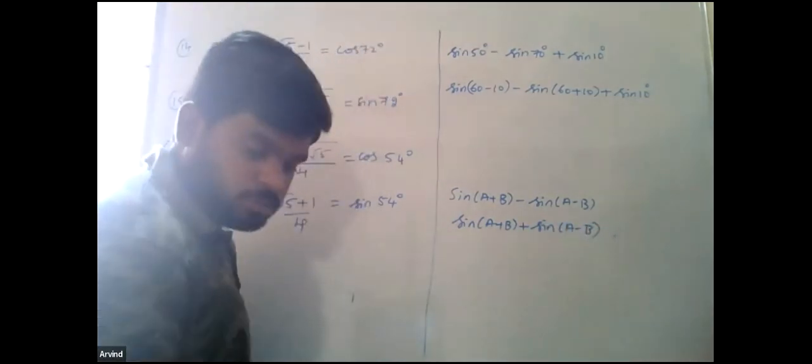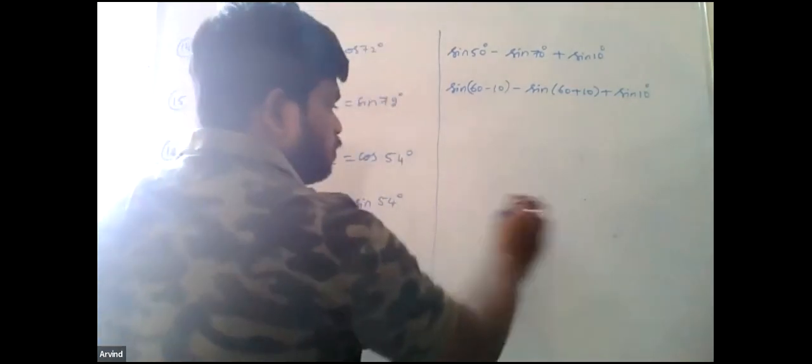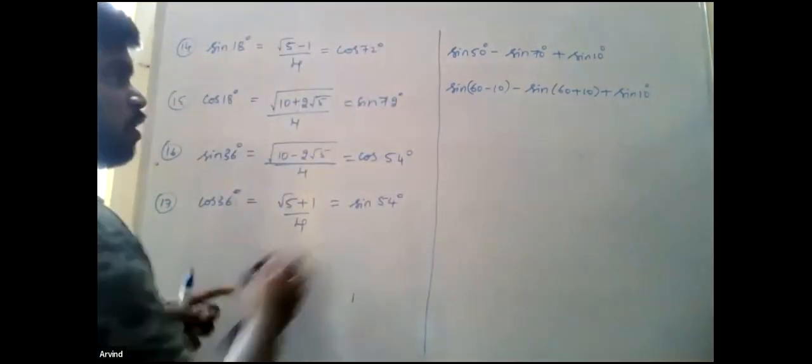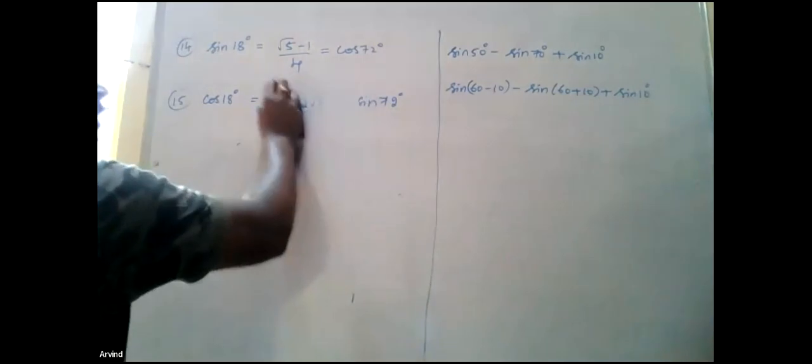There are 4 formulas like this. Let's write down all those. Then let's solve this problem. It will be easy. Okay. So 17th one. Let's start with the 18th formula.